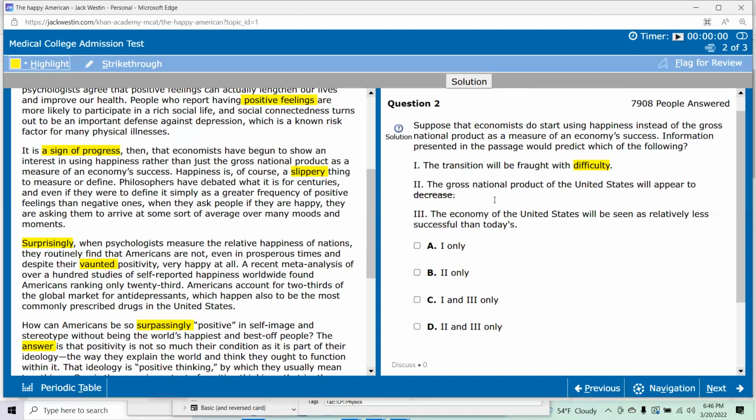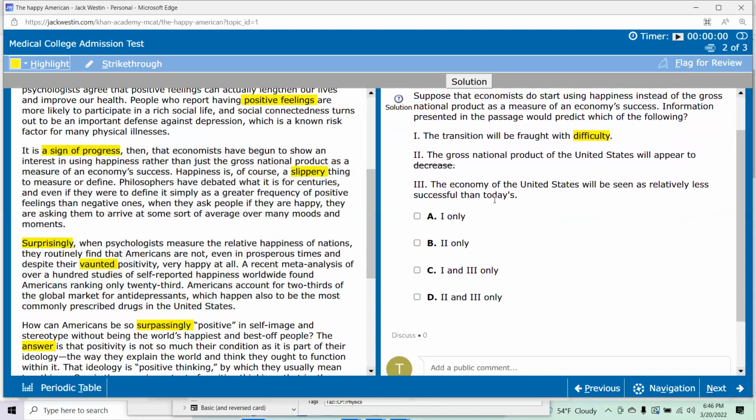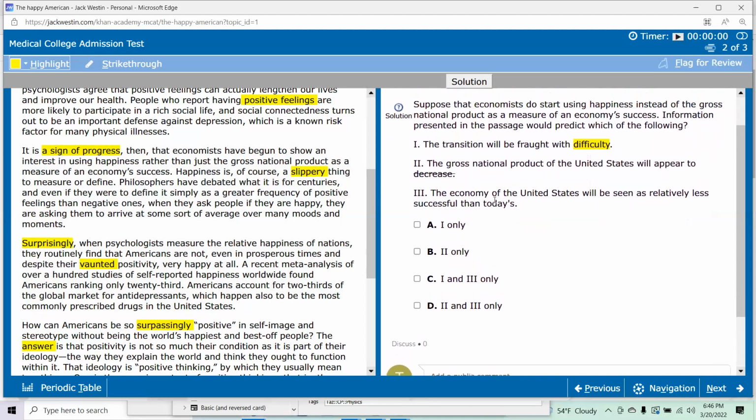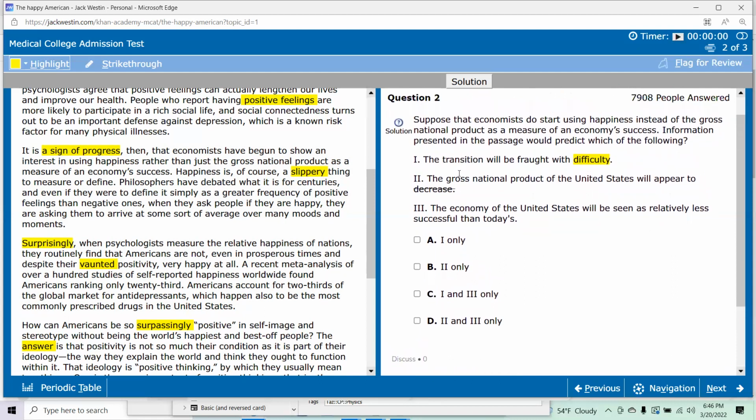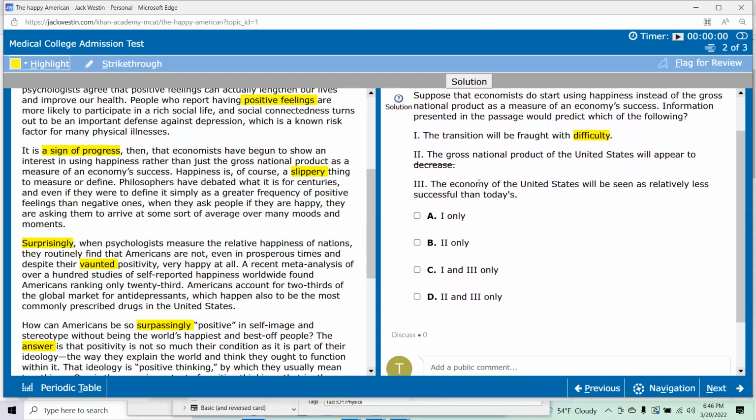Yeah, because in the question they're looking for economic success, and they're just changing the metrics. So I don't see why the gross national product should be in the equation anymore, in my mind. Okay, that actually makes sense to me. No, I think that's good. So we can eliminate 2 based on the fact that we are not actually talking about the gross national product, right? That's essentially what it is. We're talking about this happiness economy. Okay, good.